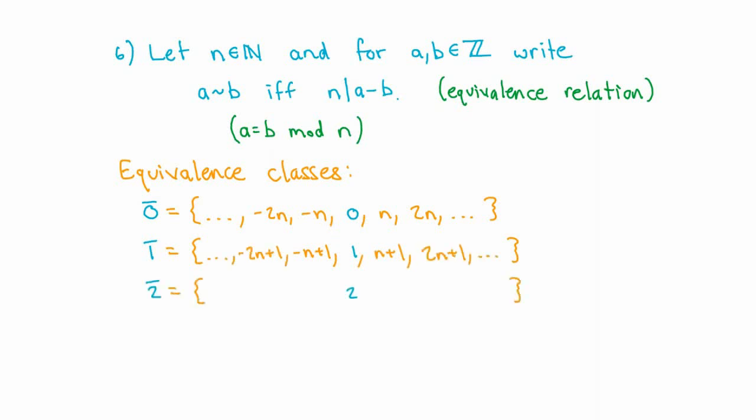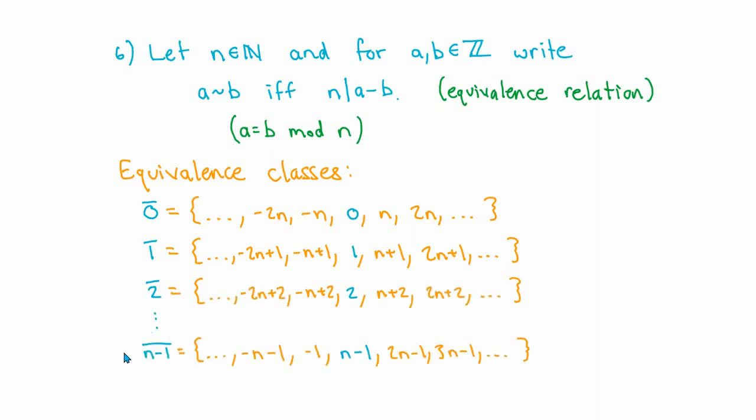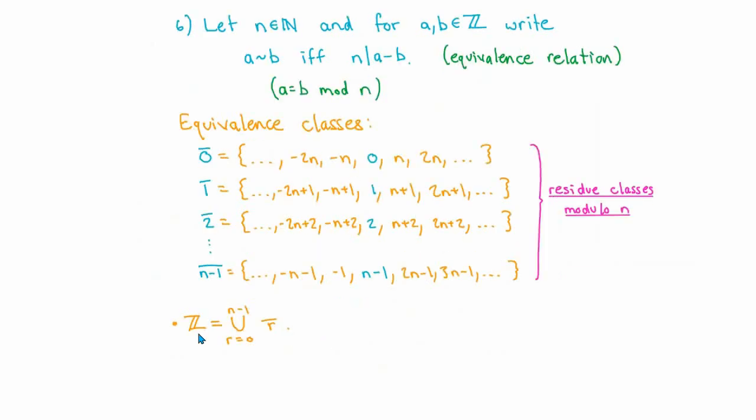And continuing in this way, we can write down the equivalence classes for 2, 3, and so on, until we get down to the equivalence class of the integer n minus 1. The n equivalence classes in this example are also called the n residue classes of integers modulo n. And there are two main things to be aware of here. The first is that every integer is in one of these n residue classes. And the second is that all of these residue classes are disjoint.